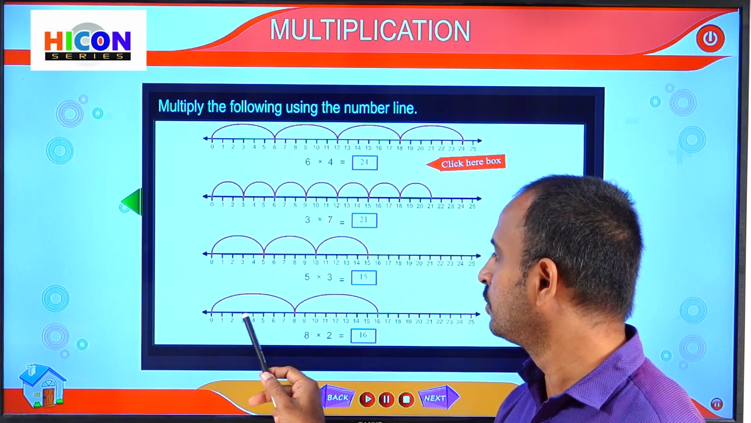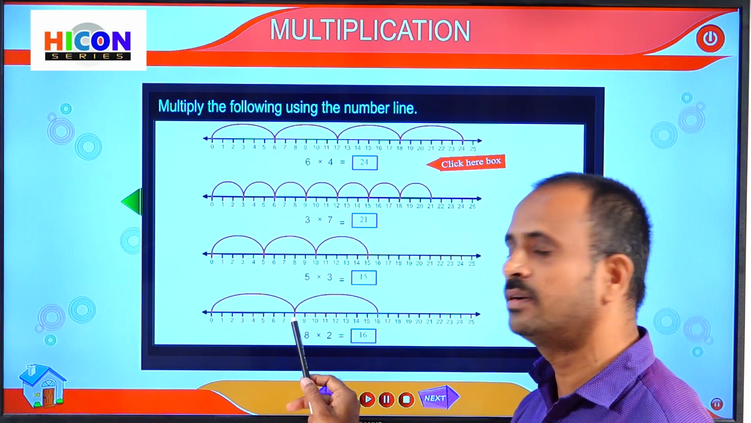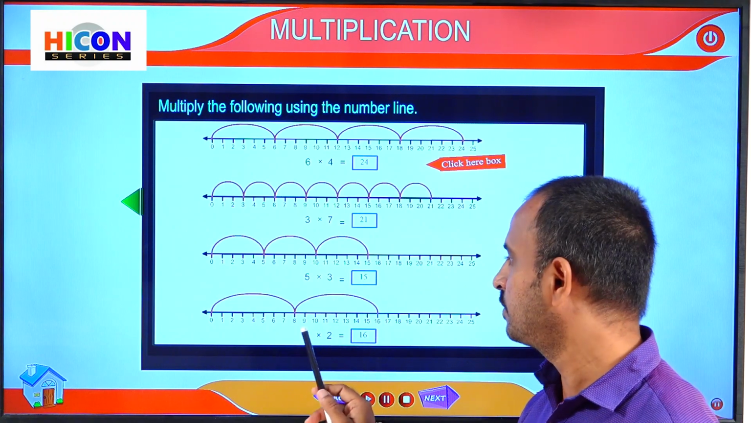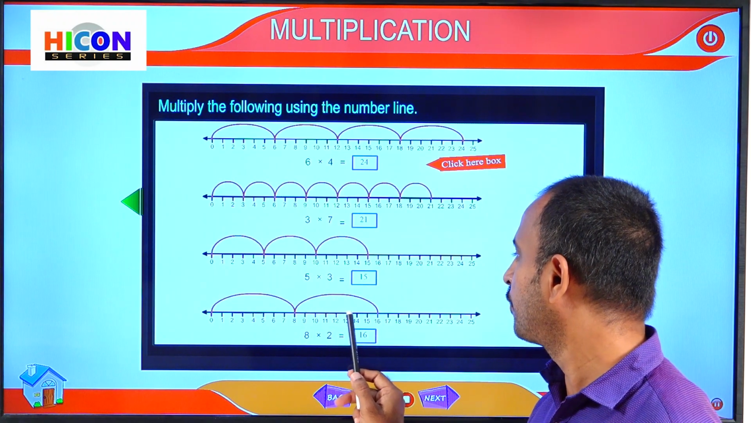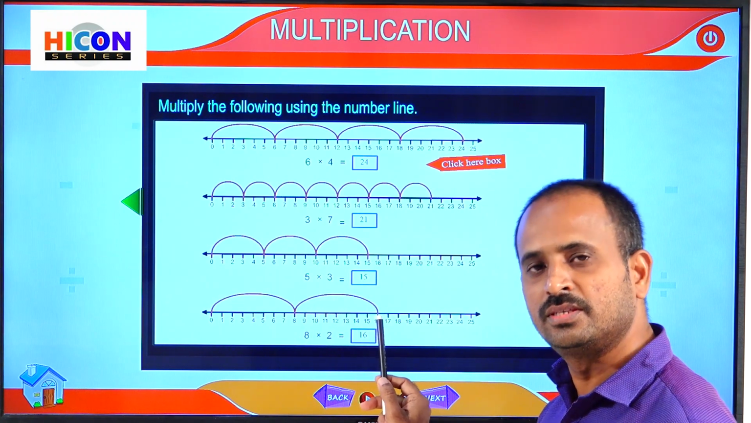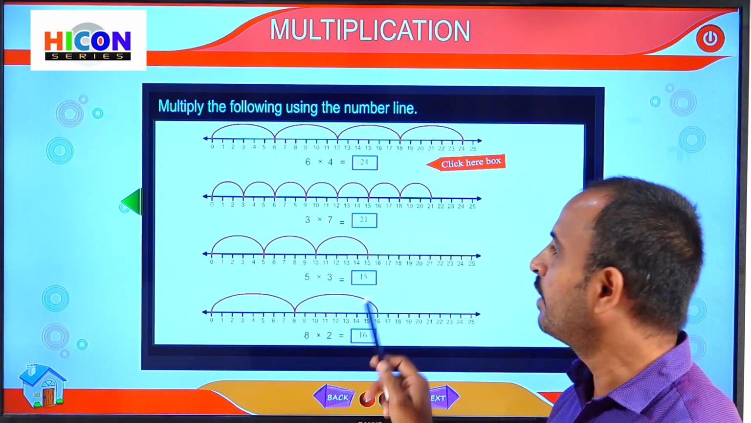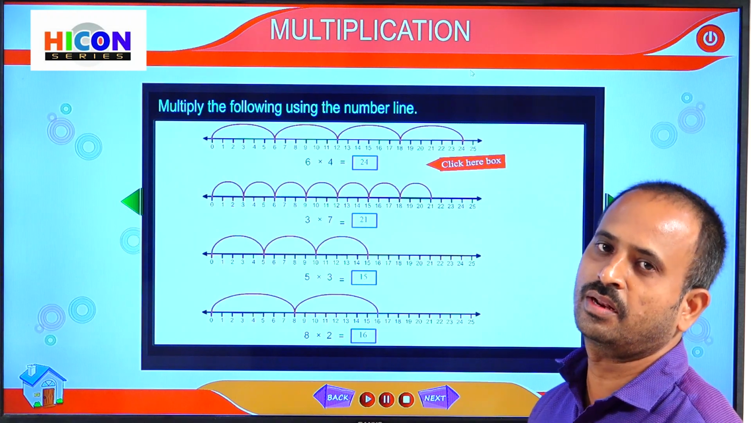That is 1, 2, 3, 4, 5, 6, 7, 8. This is step 1. Again count 8 steps for the second step. So 1, 2, 3, 4, 5, 6, 7, 8. So this is the second step. So in this way, we have to move steps while doing multiplication on the number line.